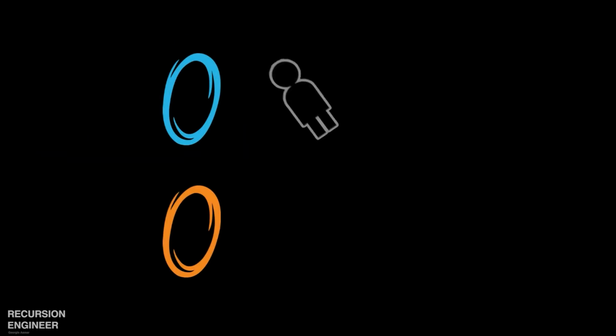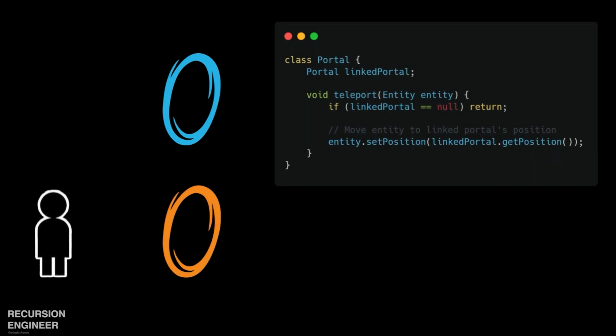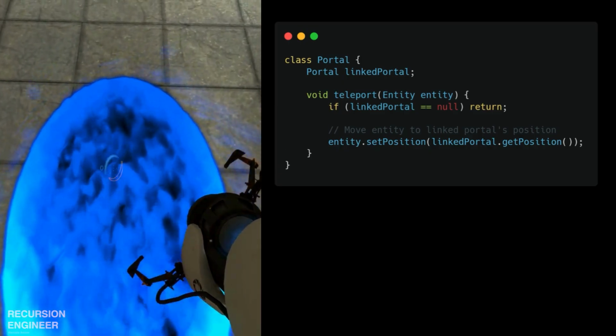The actual teleporting part is easy. Just set the player's location as the portal's location from the previous getPosition method, and in the case where a portal is not linked, nothing should happen.